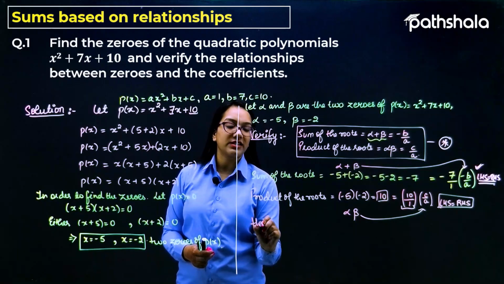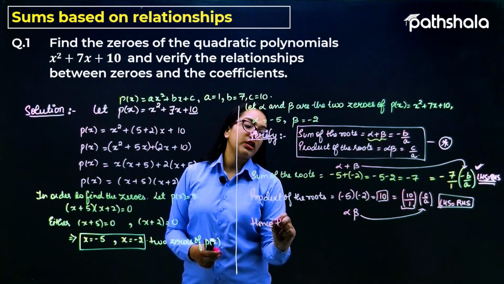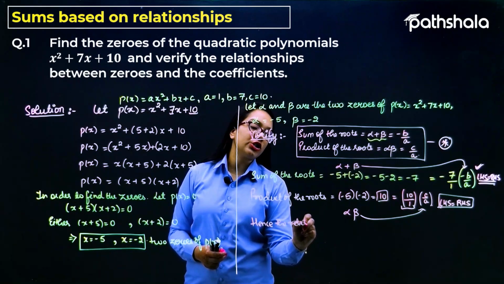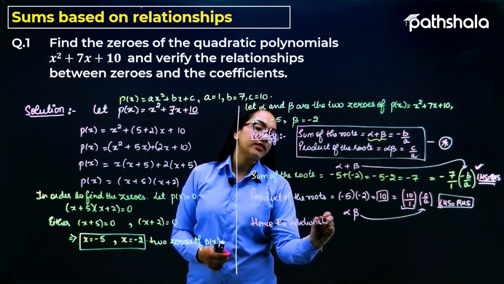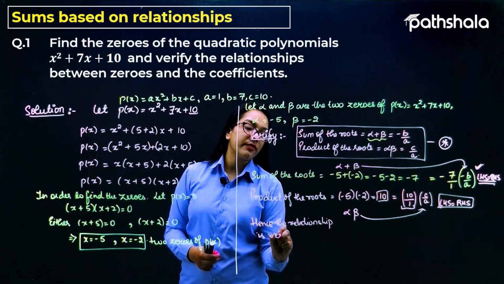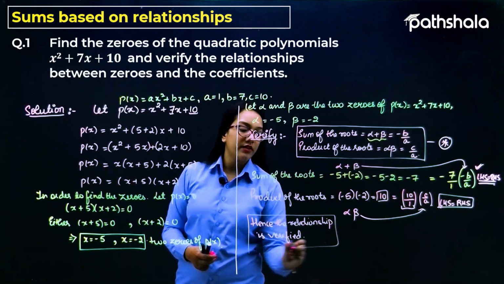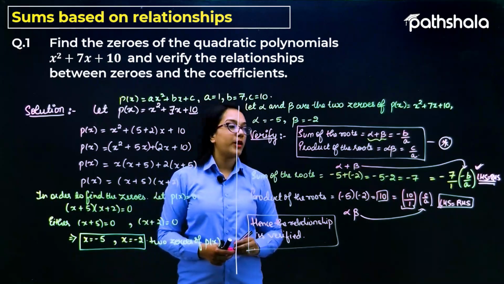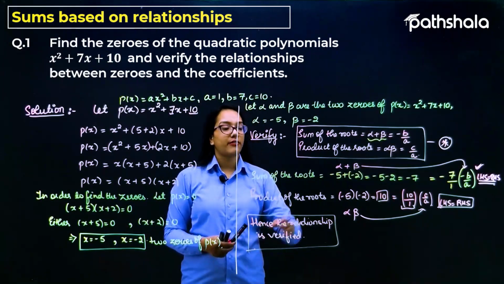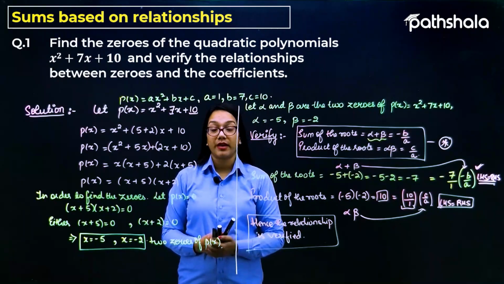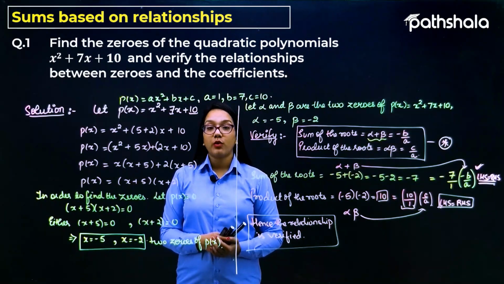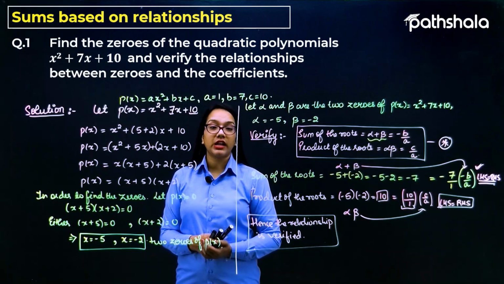So hence what we can say at the end, the result or the relationship is verified. Hence the relationship is verified that alpha plus beta is equal to minus b by a, and the product of the roots alpha into beta is equal to c by a. So this is all about the sum, which is based on the relationship of the coefficients and the zeros of a quadratic polynomial.